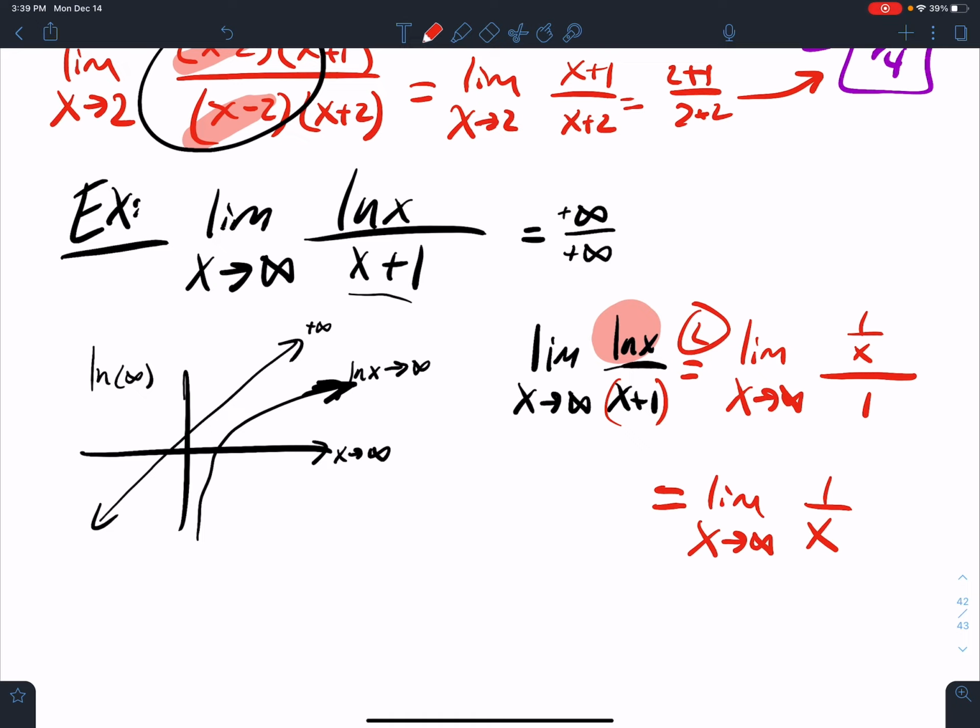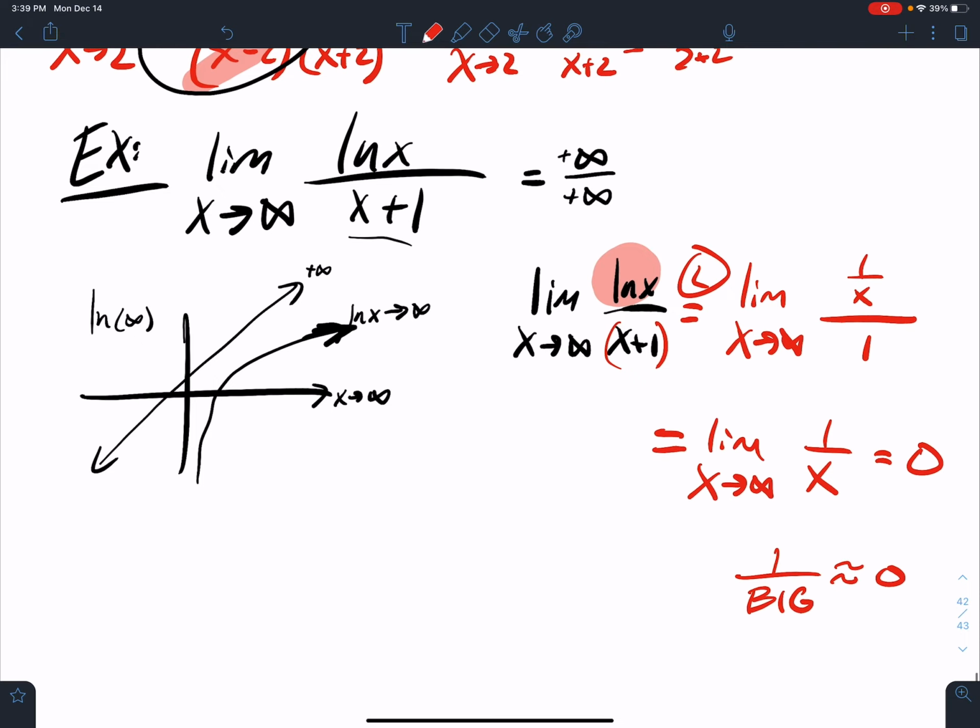And now as x gets really big, but 1 stays the same, constant, what's going to happen? Well, this is going to pull me down to 0. 1 over something really big is basically 0. Okay?